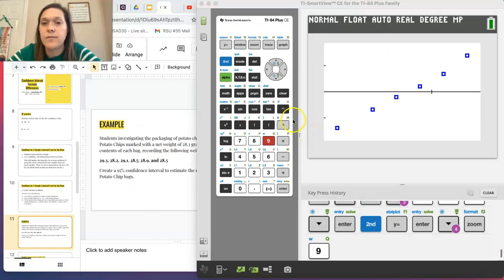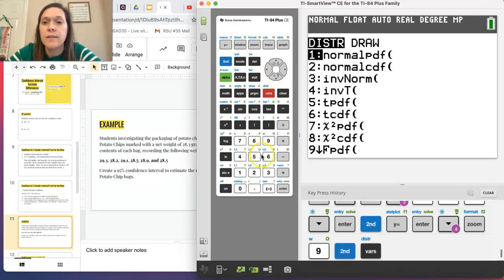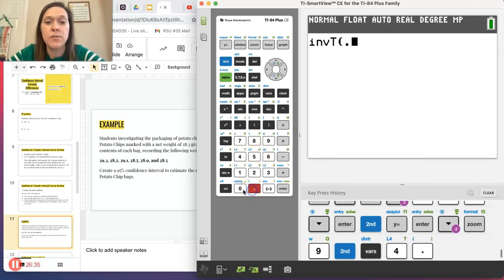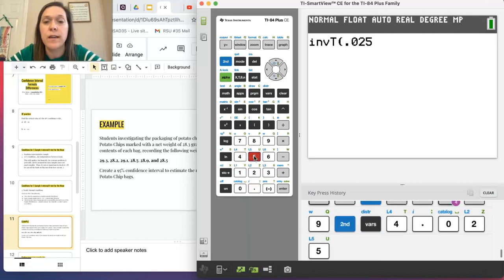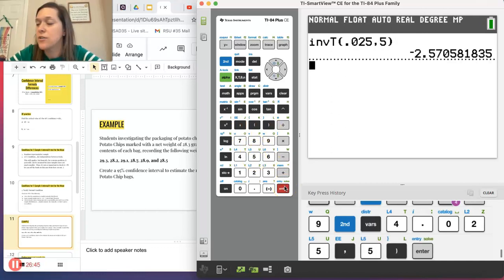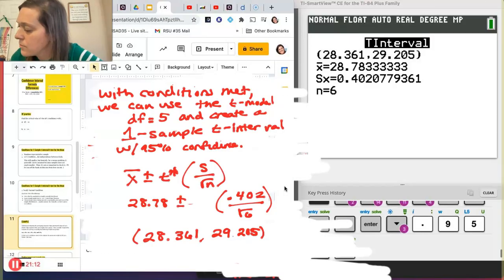Okay, so now I've got to do some work to find that t-crit value. So I'm going to undo this for now. We're going to do second vars, inverse t. For 95%, my lower tail would be 2.5%, so 0.025. And I don't know why this all of a sudden is not giving me everything. Degrees of freedom, we said, was 5. I don't know why it changed the mode. So 2.57. Let's bring this back. I'm going to put 2.57 in for my t-crit. All right, so there's my interval.